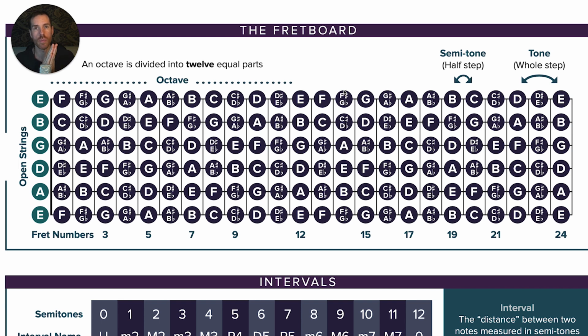So we started on B, so B, C, D, E, F. F is the 5th letter of B. So the answer is F sharp in this context. It wouldn't be G flat because that is the 6th letter away.